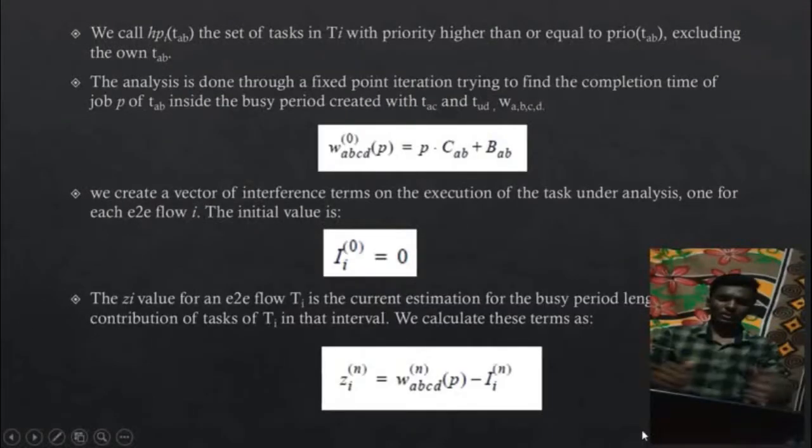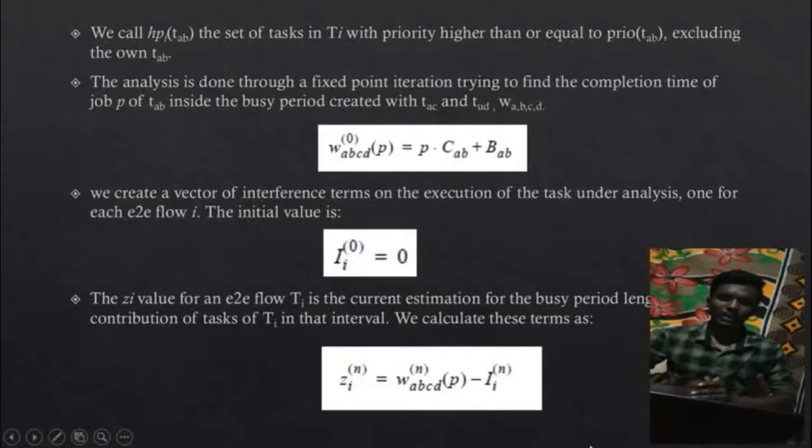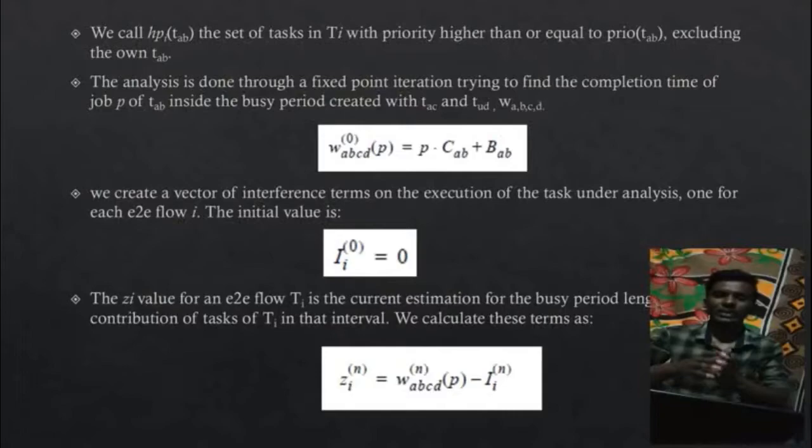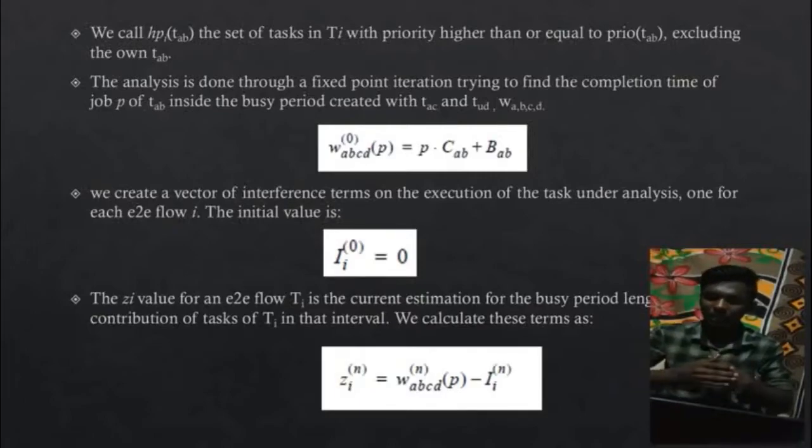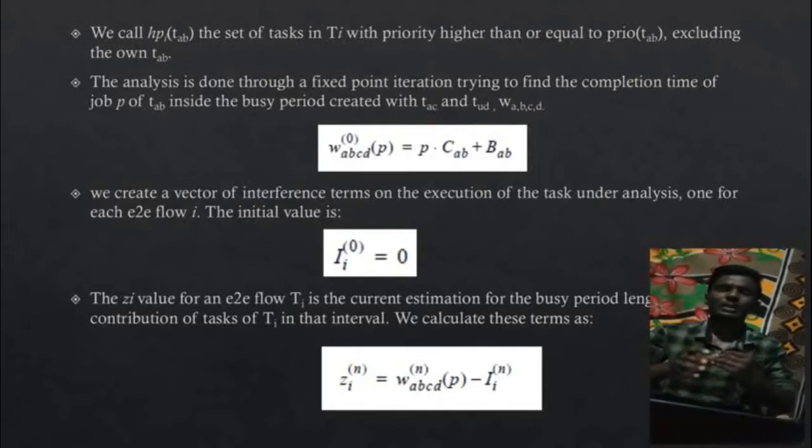We call the higher priority tasks Tab in the set of tasks T, which should be greater than or equal to the current task Tij. Then the analysis is done through fixed point iteration, trying to find the completion time of every task. So W_abcd of p is given by p times C_ab plus B_ab. Then we create a vector I of 0, which is equal to 0.